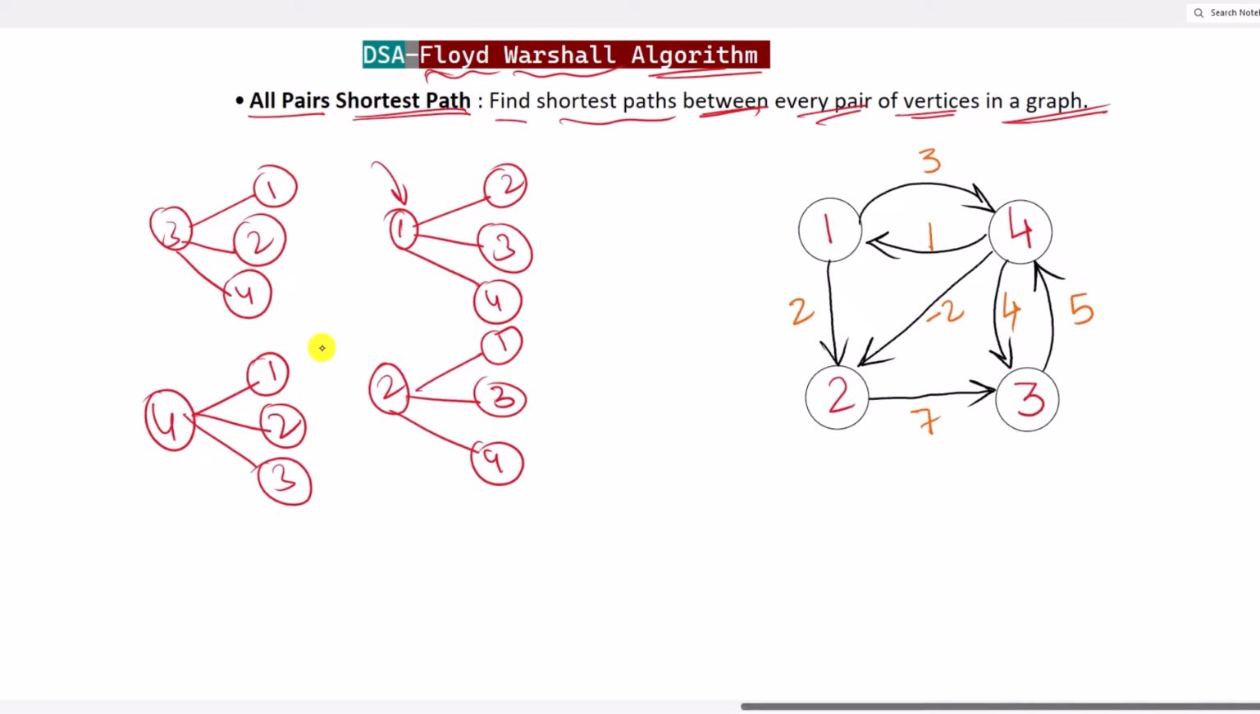Now here we can use the Dijkstra algorithm 4 times to find the shortest path from all of these single sources. Or we can use the Floyd Warshall algorithm, which is based on dynamic programming, and unlike the Dijkstra algorithm it can handle negative weight edges. So let's just see how we can find this all pair shortest path.